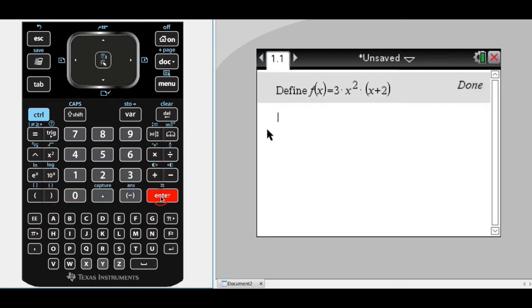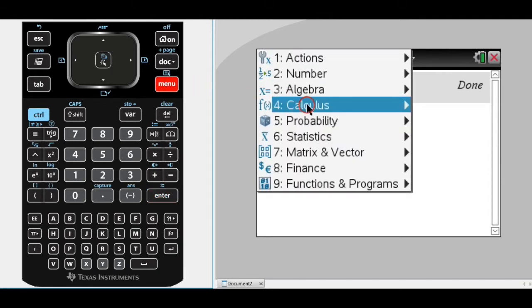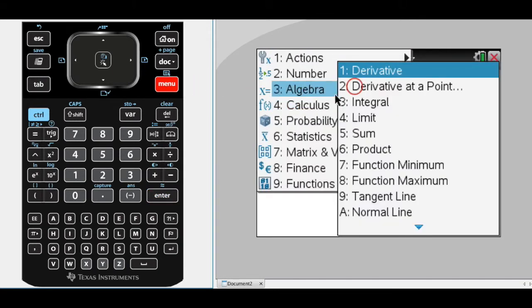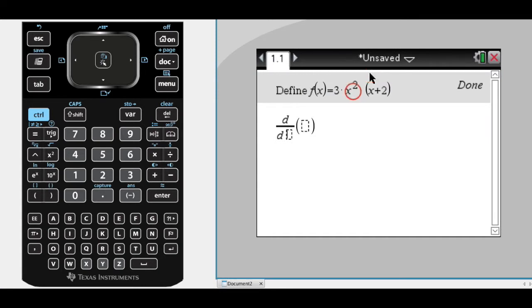And there is f of x defined. What I want to do now is find the derivative of f of x given that x is equal to 3. So I'm going to go to Menu, Calculus, and then I want Derivative. I want to find the derivative with respect to x, so I'm going to put an x in here.